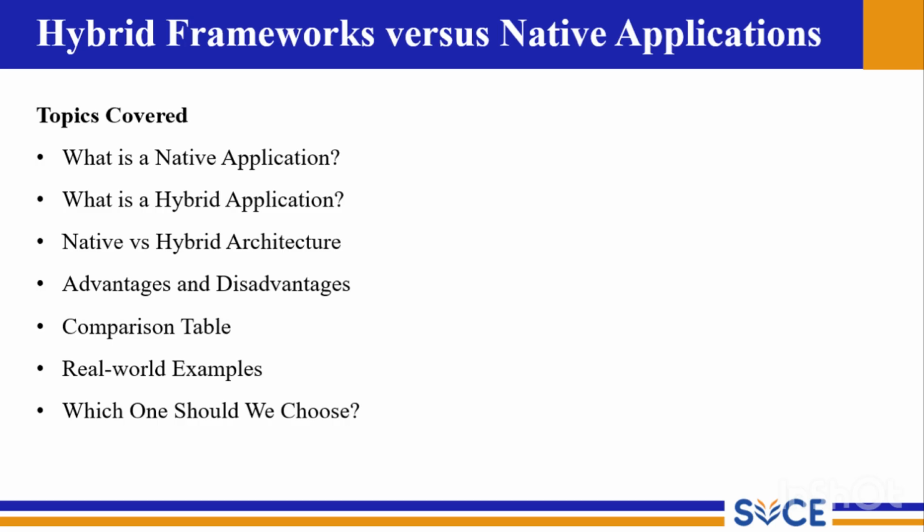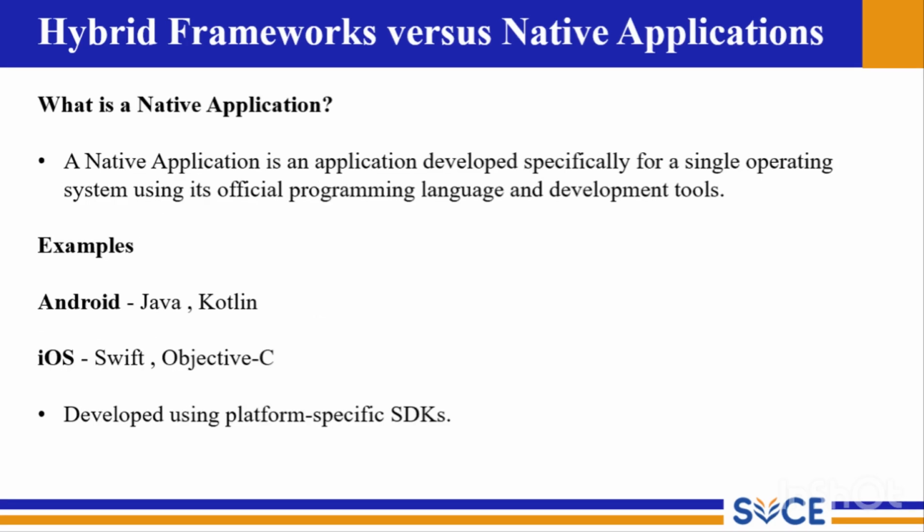Both approaches have their own advantages and disadvantages. Understanding these differences helps developers select the most appropriate technology based on the project's requirement, budget, and timeline. By the end of the session, you will be able to differentiate between native applications and hybrid applications and identify suitable scenarios for each. A native application is designed specifically for one operating system.